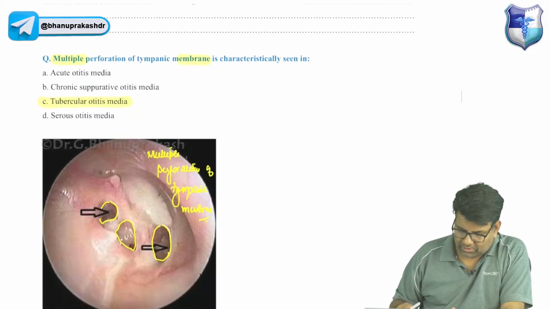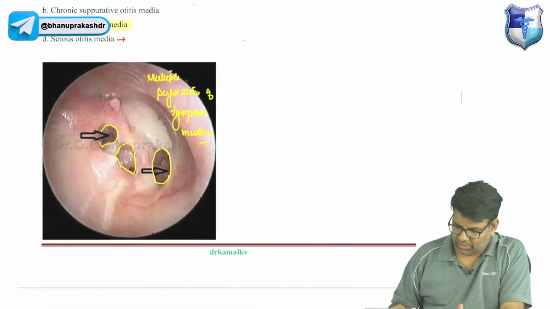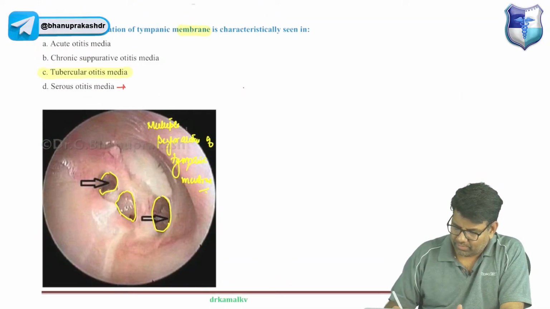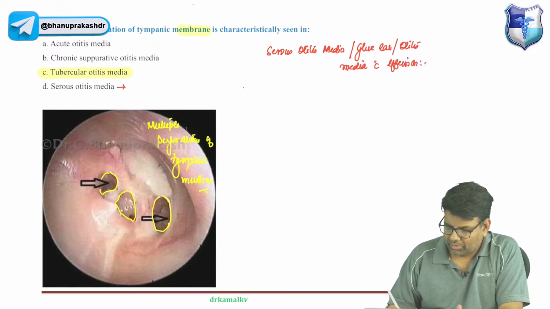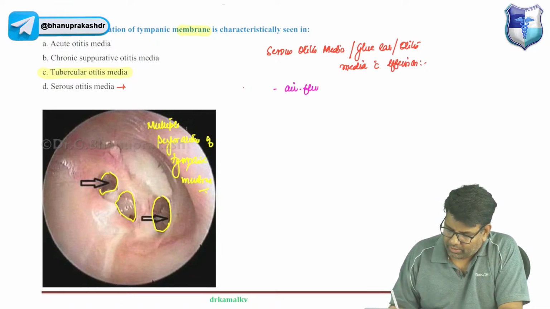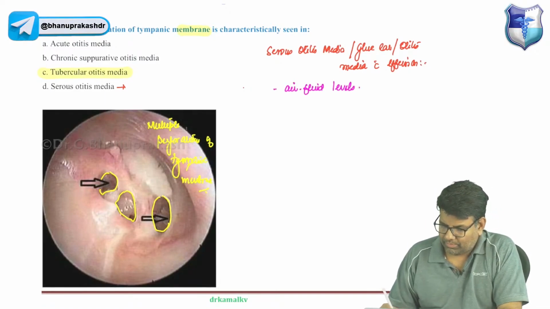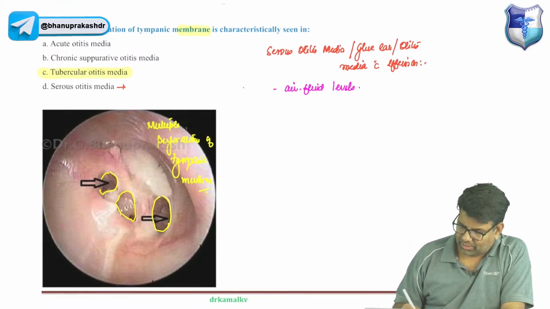Now, what do we see in case of serous otitis media? Any idea what we see in cases of serous otitis media? Serous otitis media is also known as blue ear or otitis media with effusion. Yes, very good. So this is actually air fluid levels. Yes, we will see air bubbles. So air fluid levels will be seen. Very good.